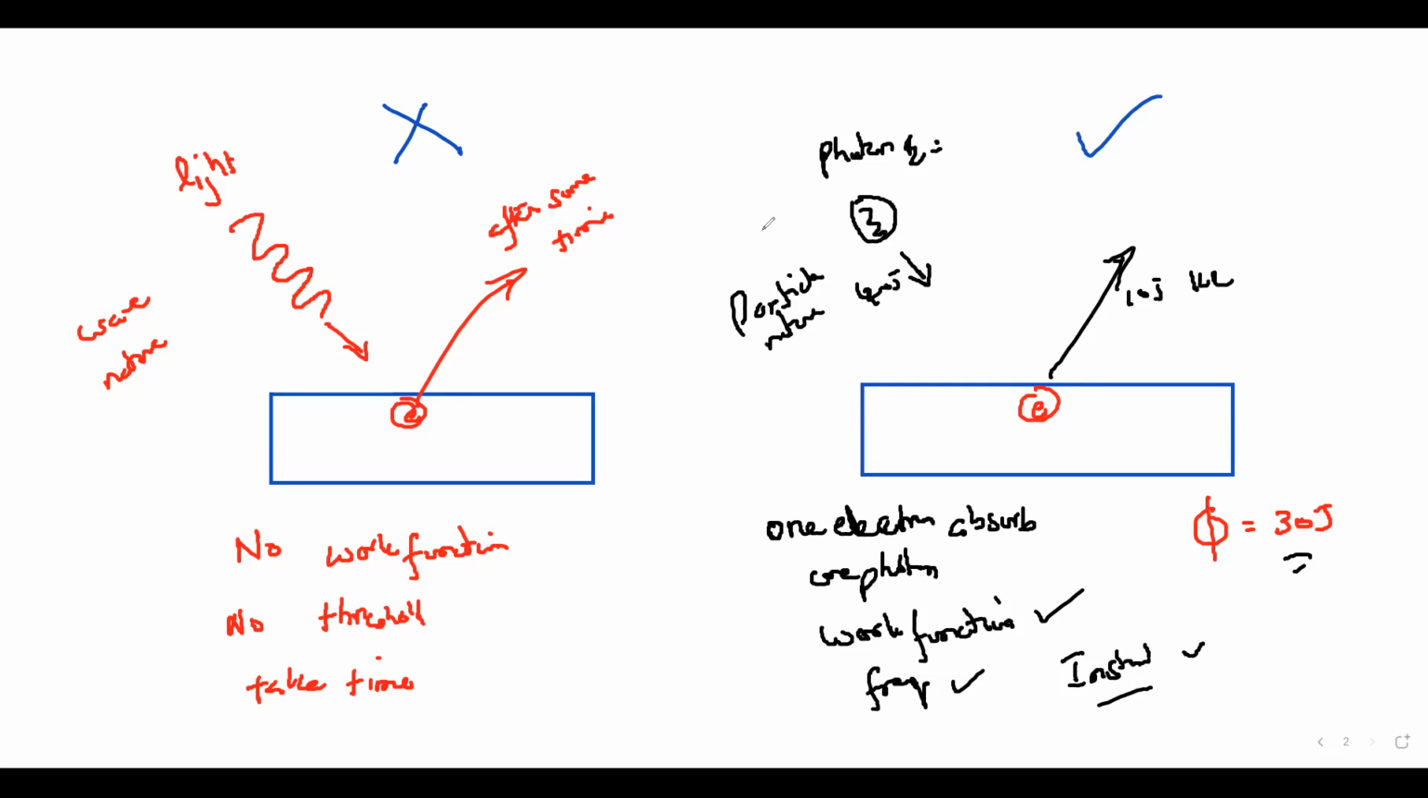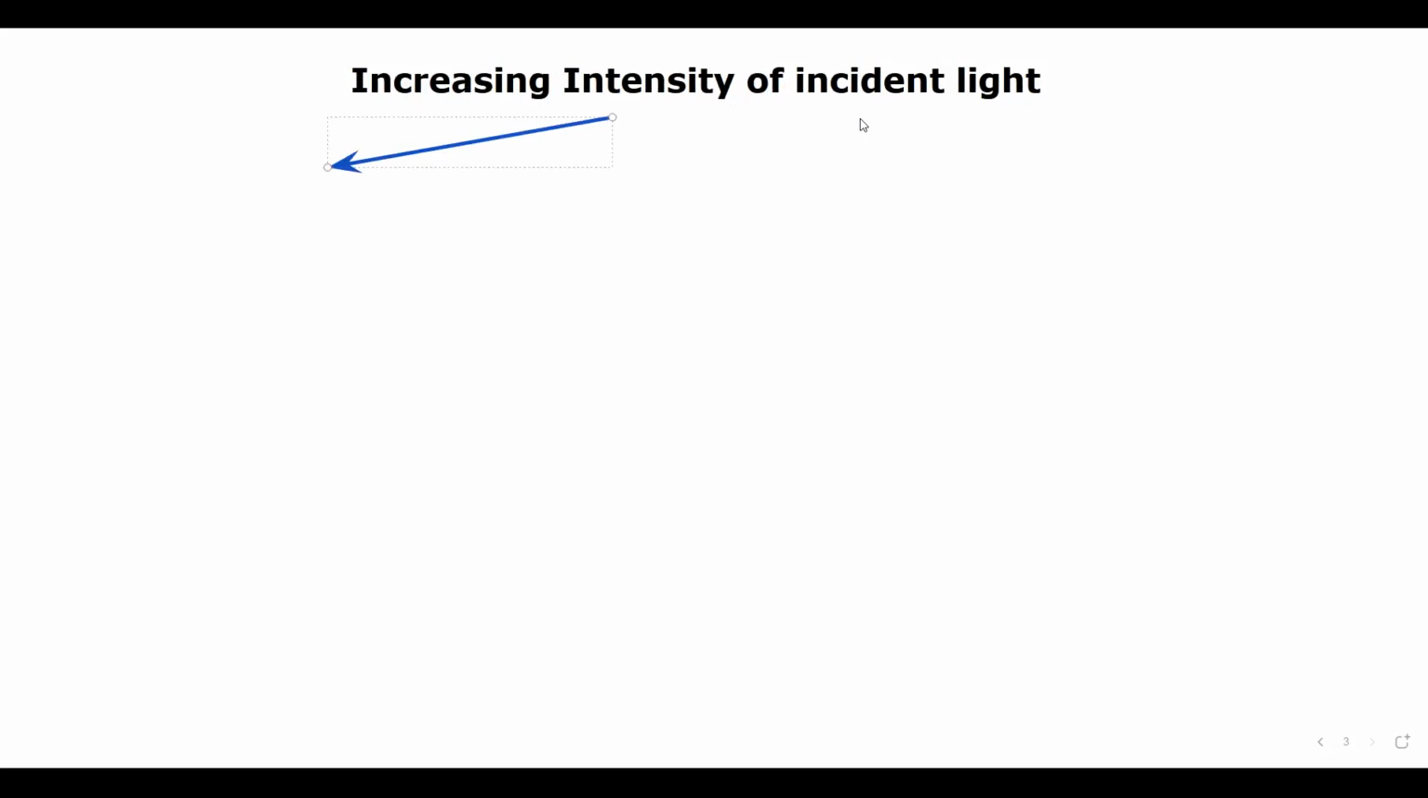Then what will be the effect if we increase the intensity? So if we increase the intensity of the incident light, what should happen according to wave nature, and according to particle nature? According to wave nature, when we increase the intensity, it will increase the number of the electrons.